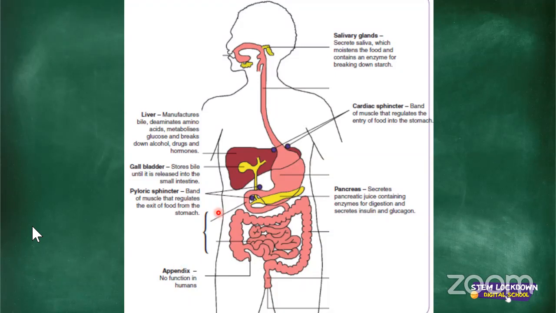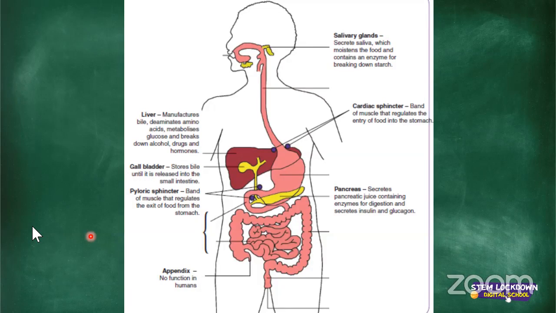Then the other accessory organ, but guys, this one does not really have a function, is your appendix. It doesn't have a function in humans. Some babies are born with it, some people have it, some don't. It really doesn't matter. It serves no purpose right now.